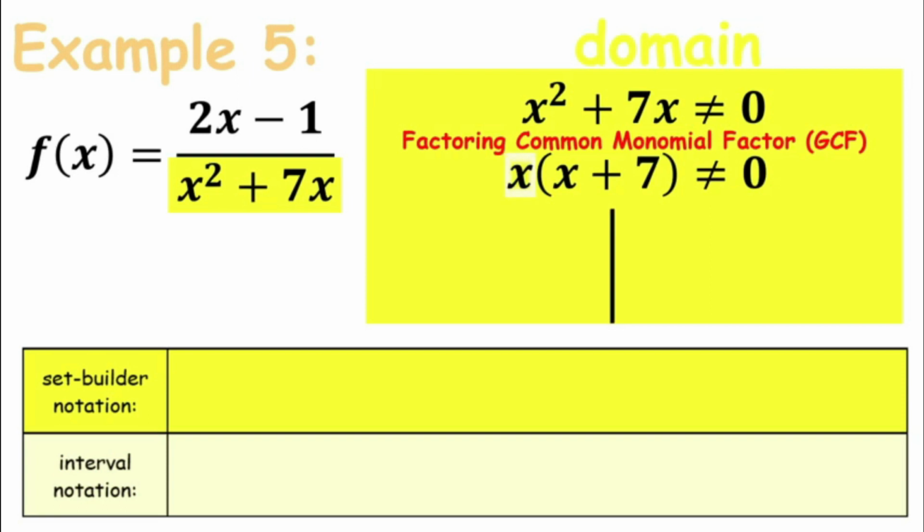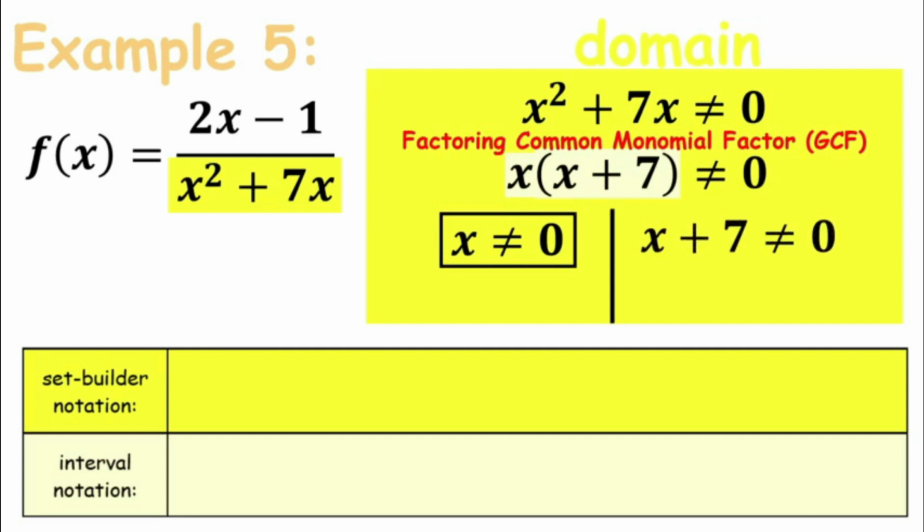First we have x. So x is not equal to 0. Next, x plus 7. x plus 7 is not equal to 0. Transpose positive 7, we have x is not equal to negative 7.